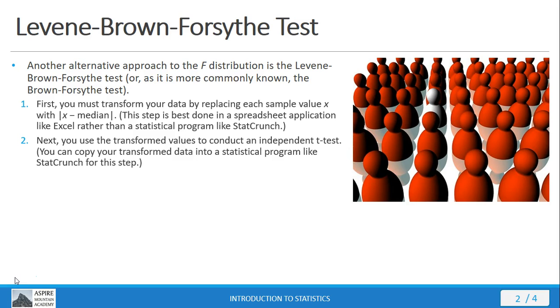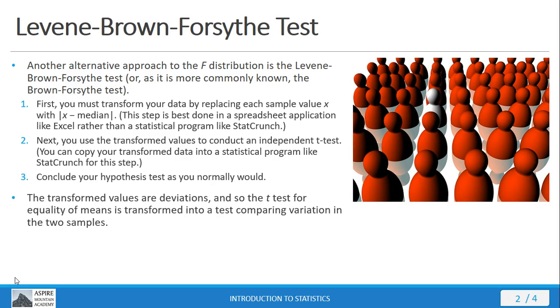Then once you've got the data in Excel, you make your transformation, and then you can just use the transformed data to run an independent t-test. For that statistical test, I just dump the data from there back into StatCrunch, because StatCrunch makes it super easy to do that. And then I conclude the hypothesis test as I normally would.